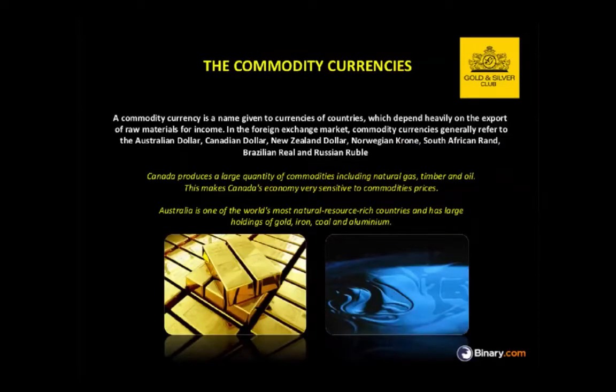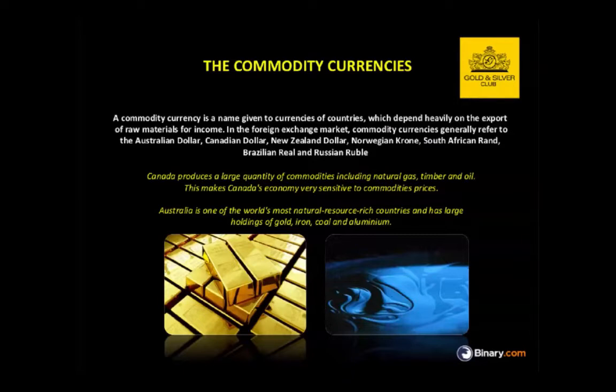Okay, so let's get into it. The commodity currencies. When we're talking about commodity currencies, we are referring to the name given to currencies of countries which depend heavily on the export of raw materials for income. In the foreign exchange market, commodity currencies refers to the Australian dollar, the Canadian dollar, New Zealand dollar, the Norwegian krona, South African rand, the Brazilian real, and the Russian ruble.